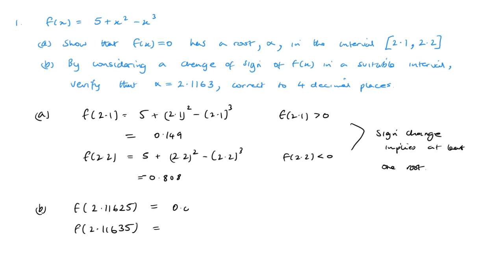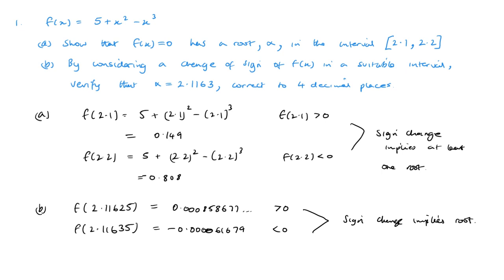So the first one is 0.000858677 and so on. So that is positive. And the second one is minus 0.0000616679, and it's negative. Okay, so sign change implies root. So that's that one. Let's move on to the next one, although it will be pretty much the same. So I won't speak, I'll forward it quite quickly so you can just check your values.